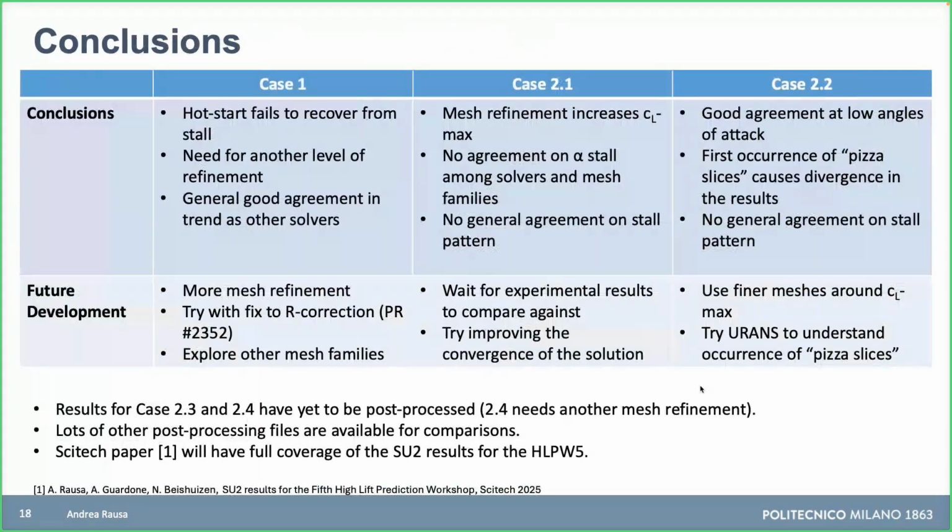So, conclusions. Three test cases have been inspected here: case 1, 2.1, and 2.2. We can see that for case 1, the hot start strategy really failed to predict the actual fact that there is no separation, because we dragged the separation from the coarser meshes to the finer ones. So we maybe need other levels of refinement. Again, if you are able to run some finer meshes, then feel free to contact me about it.